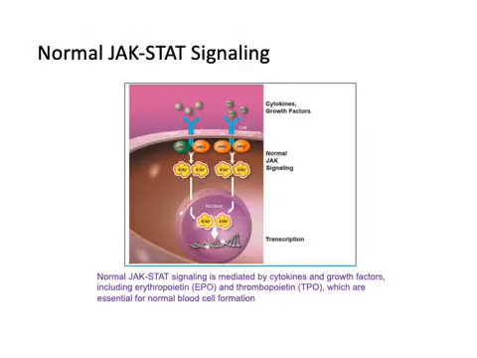What is common to these three MPNs is the mutation that occurs in JAK2. The JAK2 STAT signaling is mediated by cytokines and growth factors, including erythropoietin and thrombopoietin, which are essential for normal blood cell formation.